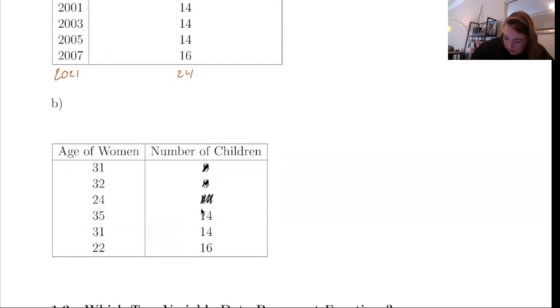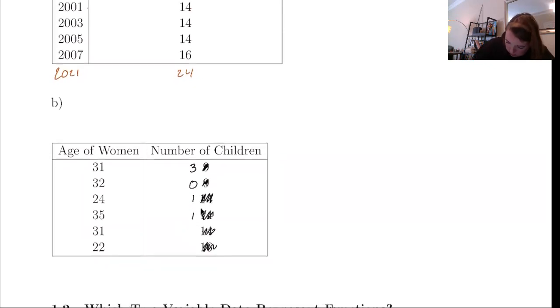Okay, so this is not what this should be. I have them in front of me though. So it should be 3, 0, 1, 1, 2, and 0. Okay, jeez, about to give me a heart attack. Okay, so a 31-year-old has 3 children. A 32-year-old has no children. A 24-year-old has 1. A 35-year-old has 1. A 31-year-old has 2. And a 22-year-old has 0.